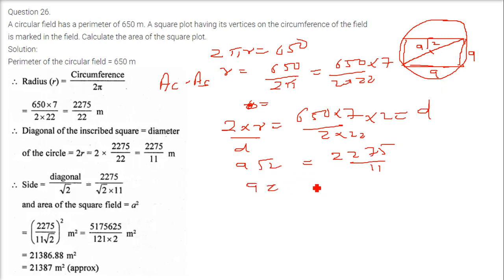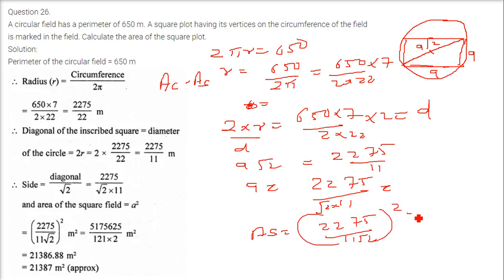So in order to find the side of the square, we just say 275 by 11 and put root 2 in the denominator. Now the side can be found out. It is this one. So what is the area of the square? It is this square: 2275 by 11 root 2, whole square. And this comes to be 21386.88.